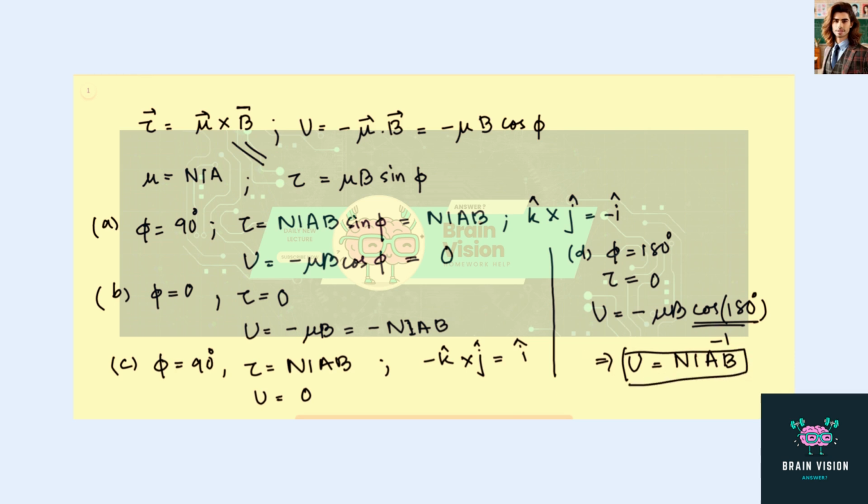So you can see now that comparing all these parts, when torque is maximum, the potential energy U is coming to be minimum. And when the magnitude of the potential energy is maximum, you're getting the torque to be 0.